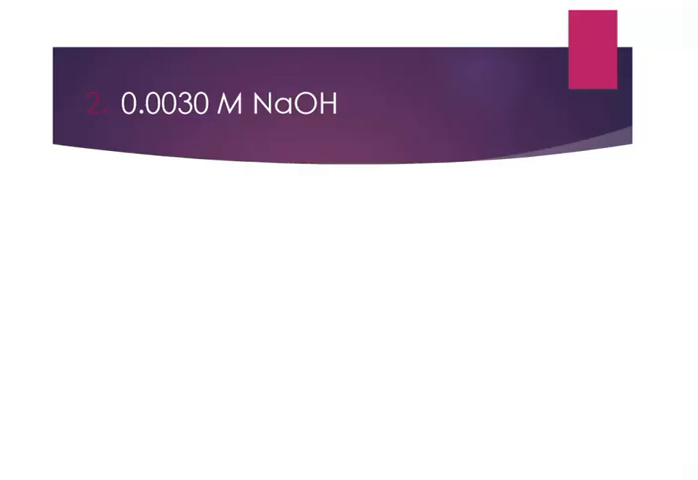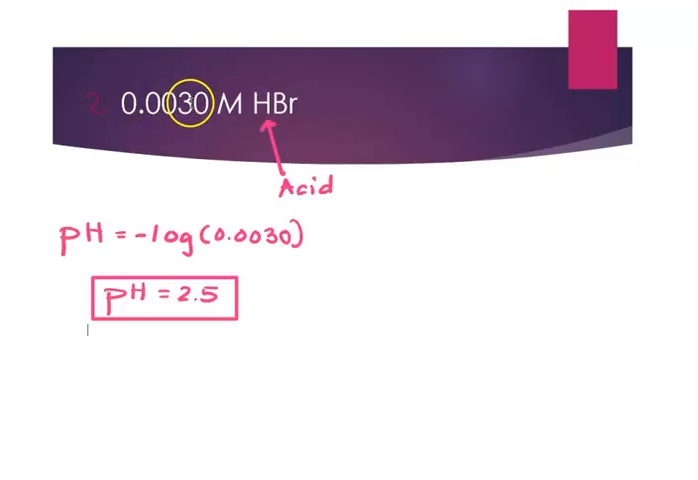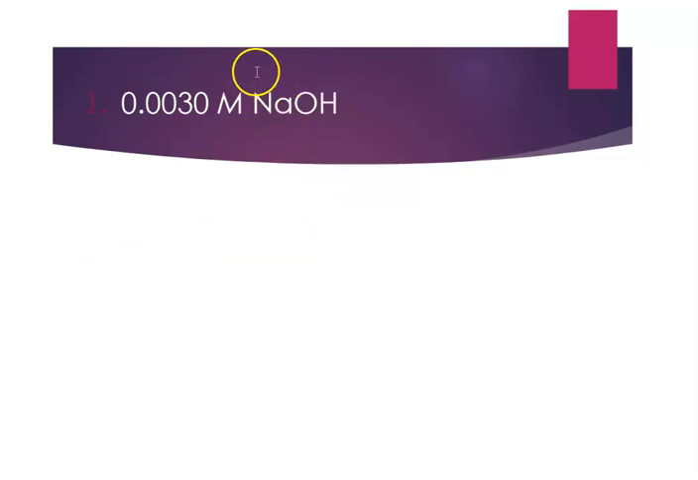Okay, so let's look at another example. Here we have 0.0030 molar NaOH. You'll notice that the concentration here is the same as the concentration that we looked at over here. But you'll notice that this is HBr, whereas this is NaOH. So we're going to now see how bases are different than acids. Because we have NaOH, this is a base, which means that when we solve, we're actually solving for pOH.